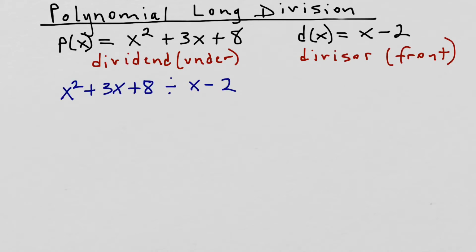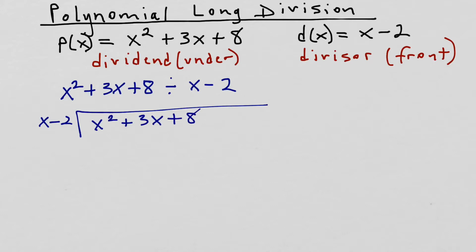So it would be written like this. So we put the divisor out front and we put the dividend underneath, like that.